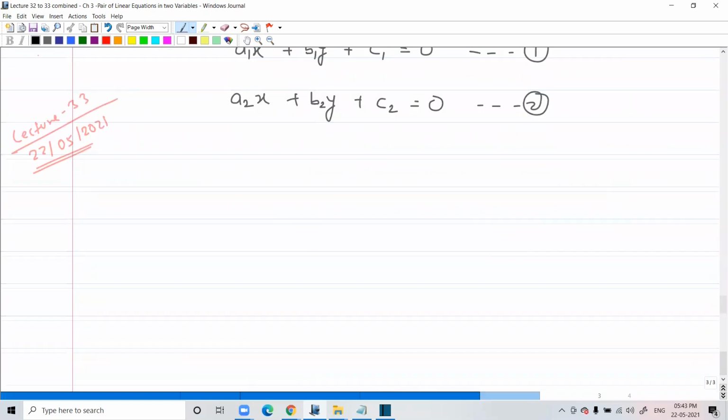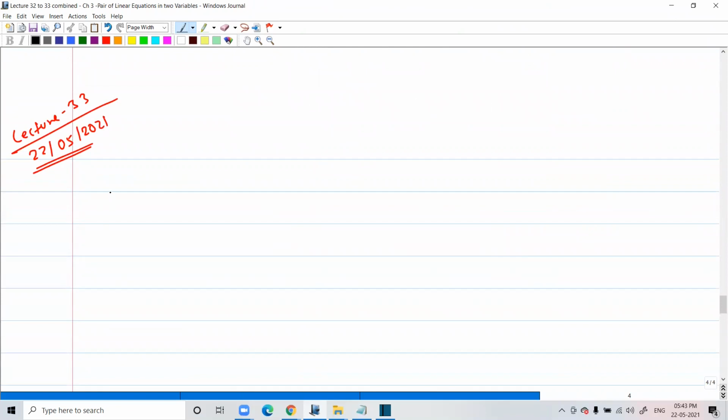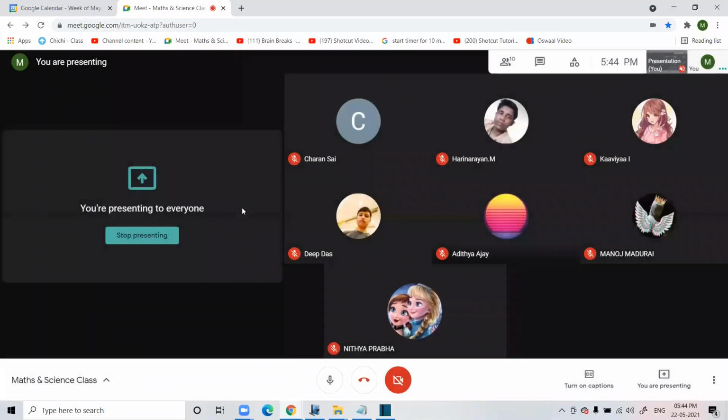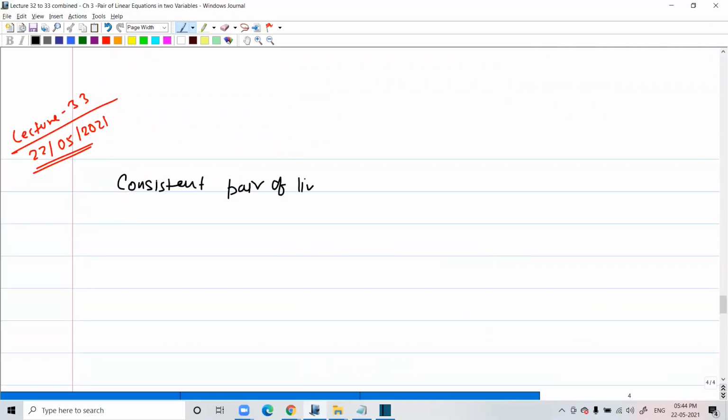All right. So we're going to understand two terms. If we have a pair of linear equations in two variables, they can be consistent or they can be inconsistent. So let's try to understand what consistent and inconsistent mean. If I have a pair of linear equations which has any solution at all, at least one solution, that means it can have one solution or infinite solutions.